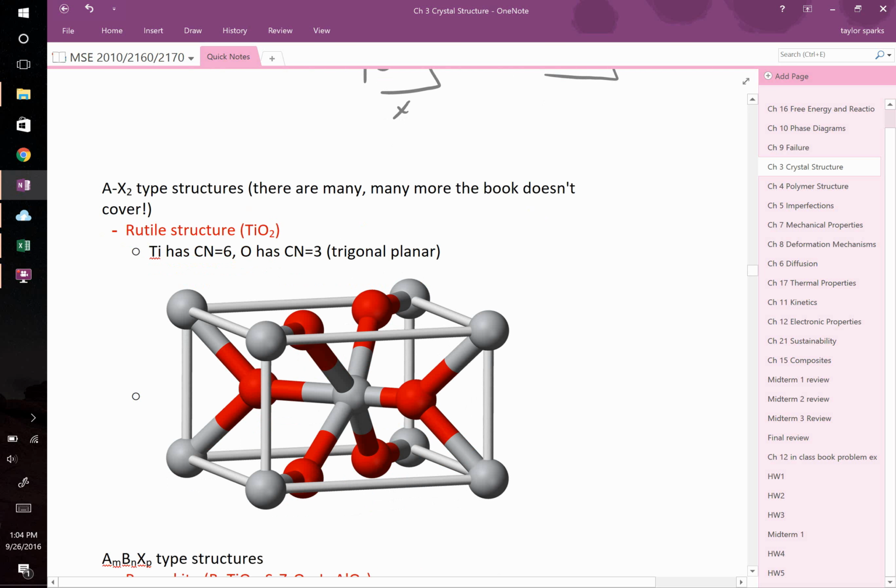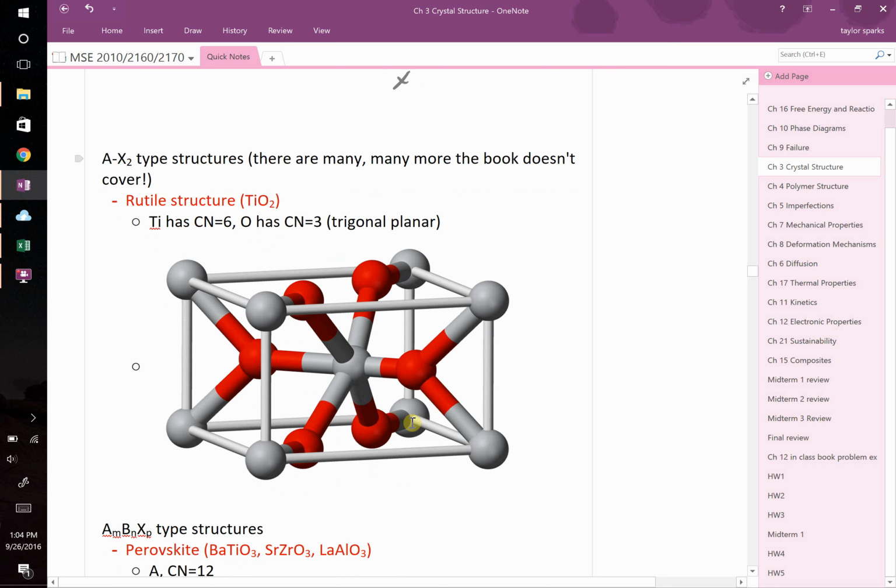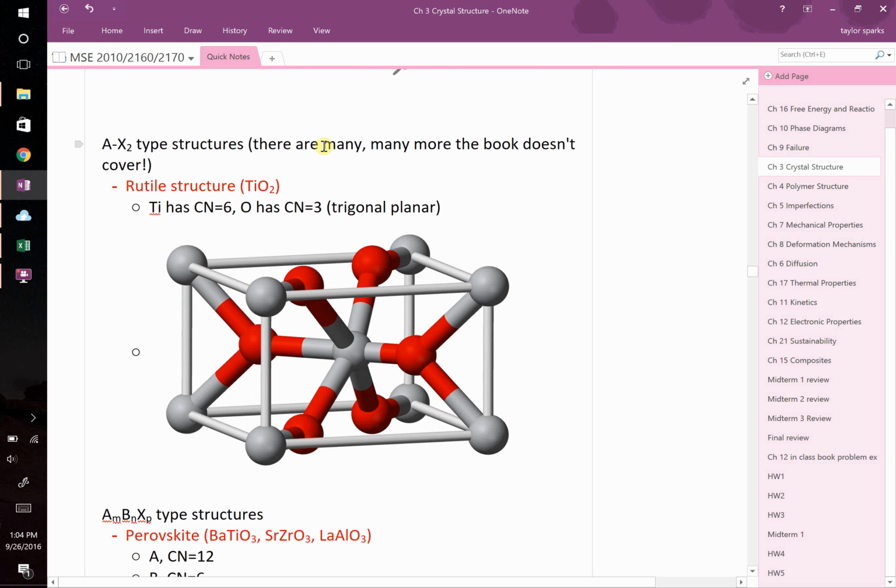Okay, the next are AX2 type structures, like rutile. Rutile is the white paint on the walls. I think we mentioned it before. Titanium dioxide is easily the most common white pigment. It's very cheap. It's all over in the earth. It's really important, right? So this structure and many of the other important ones are not in the book, but they're worth mentioning.